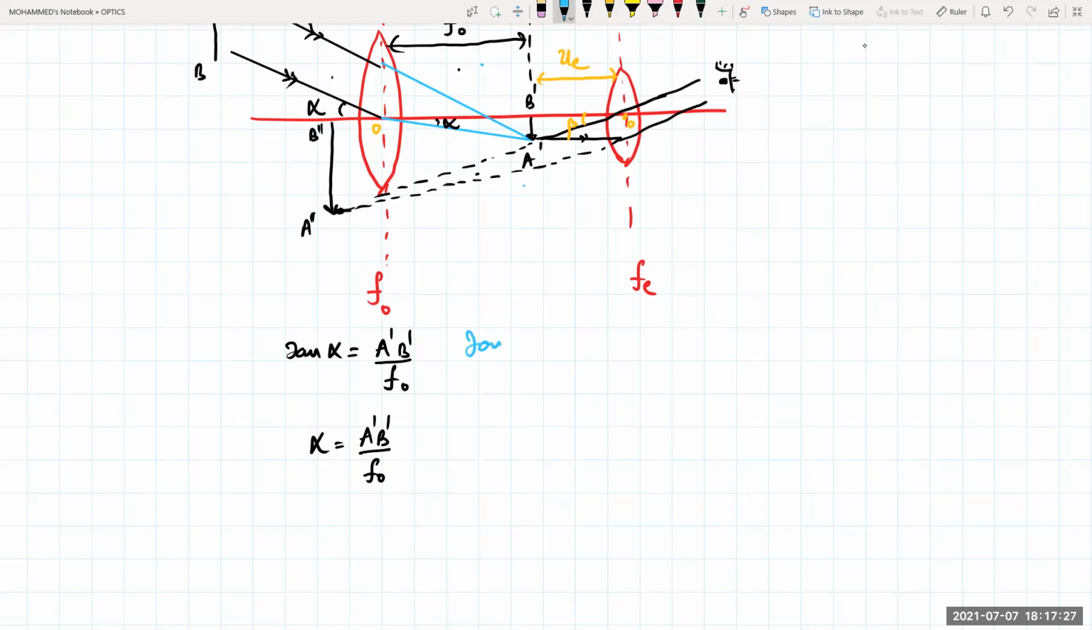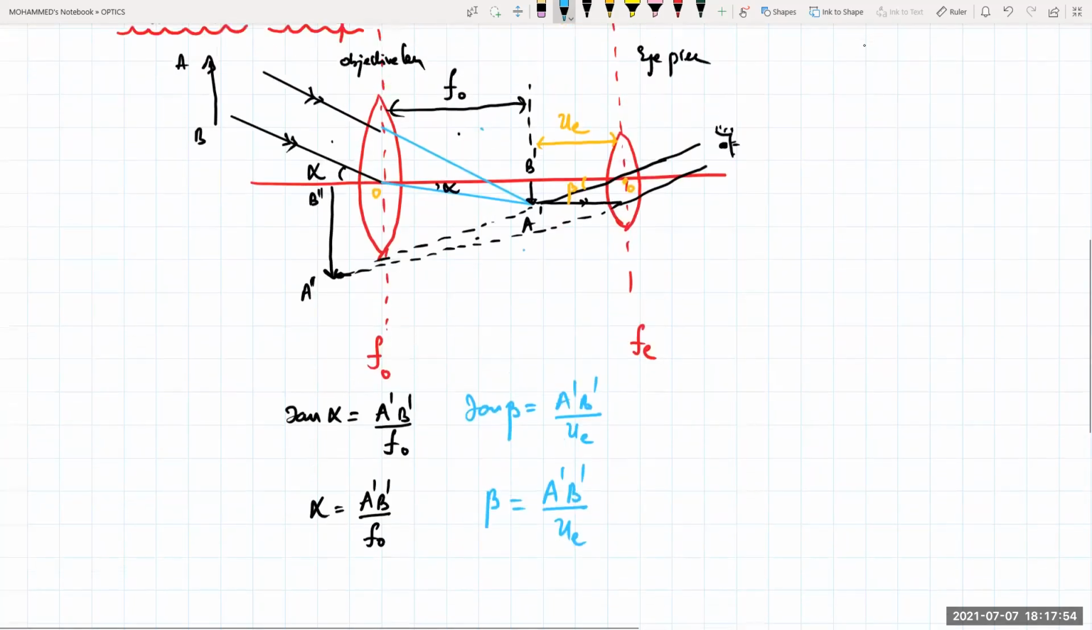The same way, tan beta. See the figure. Tan beta is equal to how much? A dash B dash and O, so that will be equal to A dash B dash divided by your objective distance, that is nothing but UE, the eyepiece distance. Now the angle is very, very small, so this will become beta. Beta is equal to A dash B dash divided by the length of your eyepiece, UE. Clear?